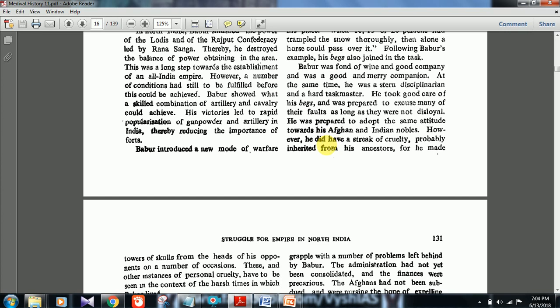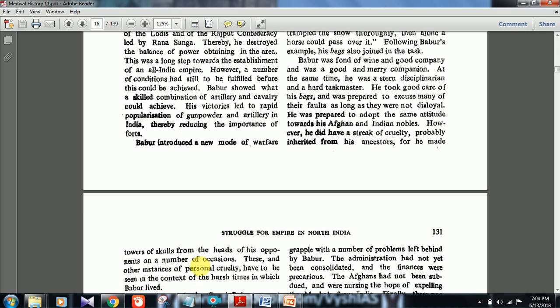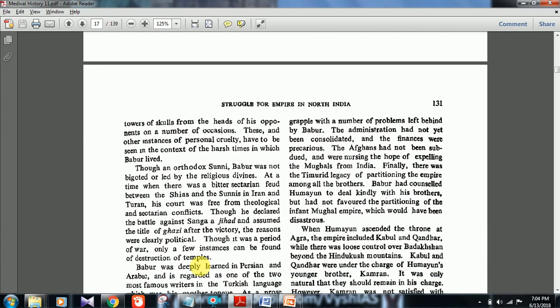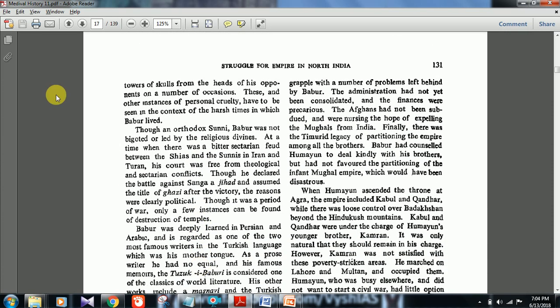He was prepared to adopt the same attitude towards Afghan and Indian nobles. However, he did have a streak of cruelty, probably inherited from his ancestors, for he made towers of skulls from the heads of the opponents. Okay, so that cruelty is also there in his blood. That's what the historian is trying to tell. With his men, he was good and very close, but he had this activity of building towers of skulls of the heads of people whom he killed in the war.